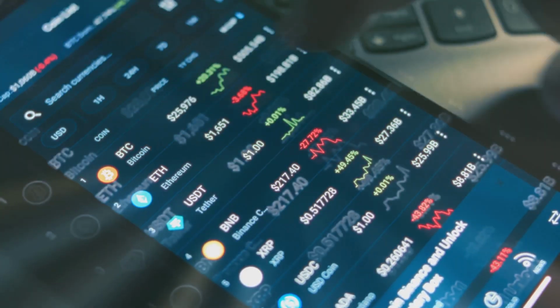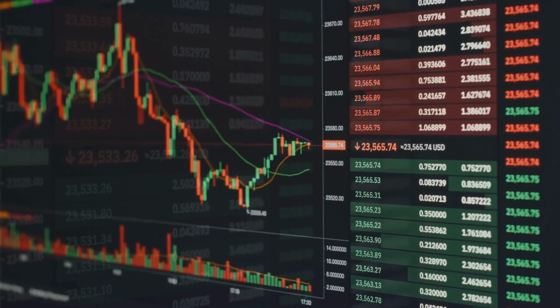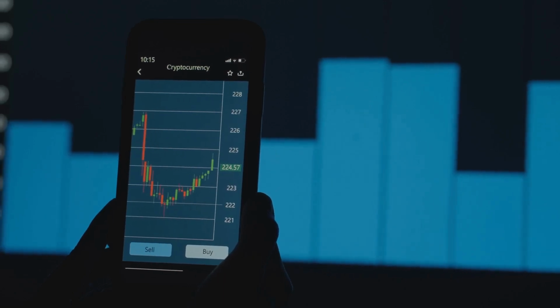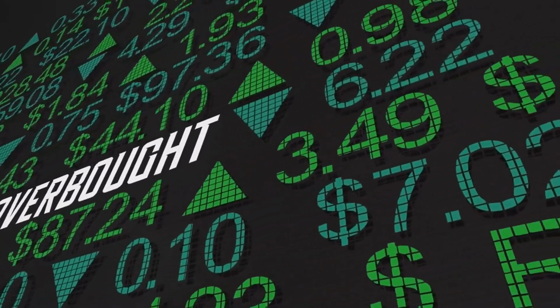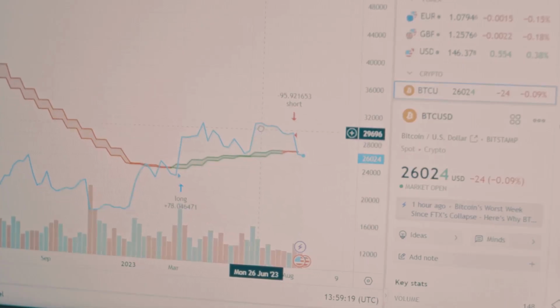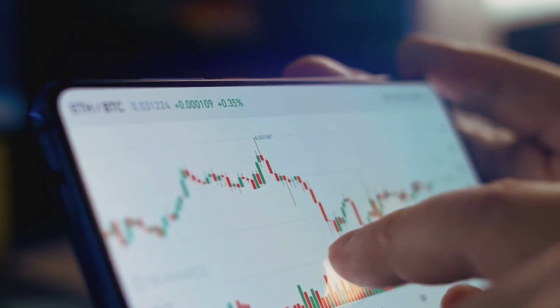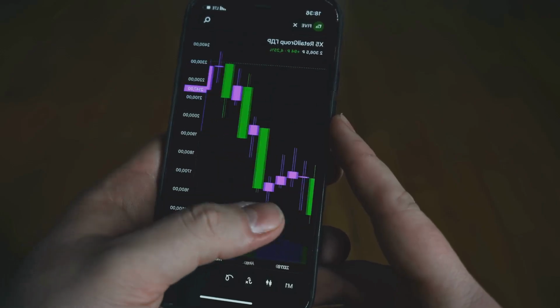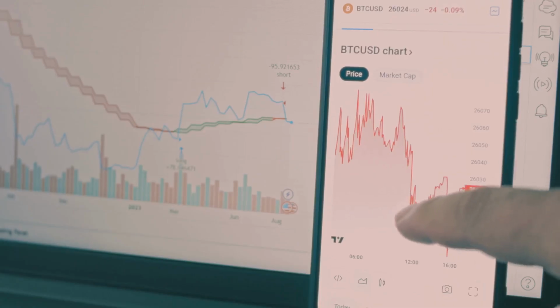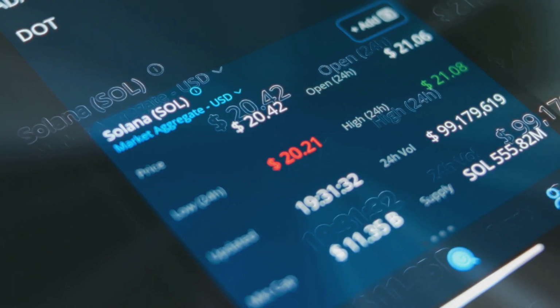The RSI indicator is an oscillator. This means its value moves back and forth. It ranges between 0 and 100. Generally, a reading above 70 is watched. It often suggests an asset is overbought. This means it might be overvalued and could be due for a price pullback. Conversely, a reading below 30 is key. It often suggests an asset is oversold, perhaps undervalued and ready for a bounce.